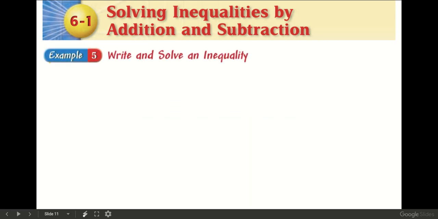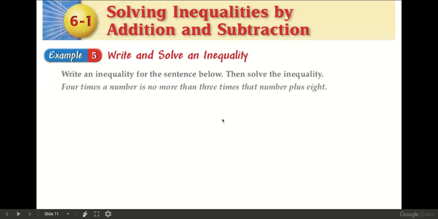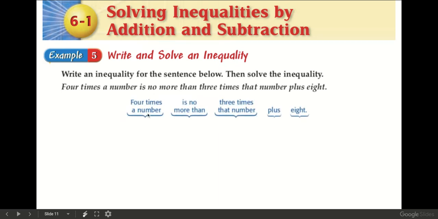So let's look at an example. Write and solve an inequality. It says write an inequality for the sentence below, then solve the inequality. 4 times a number is no more than 3 times that number plus 8. So how do you represent a number you don't know? With a variable, right?